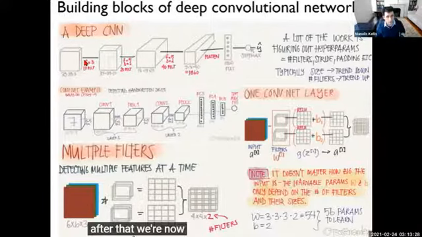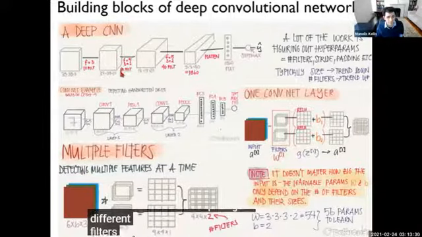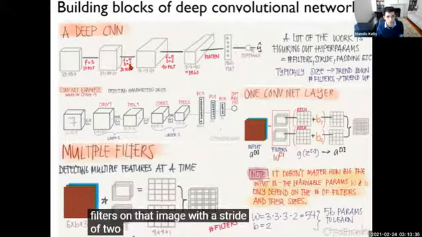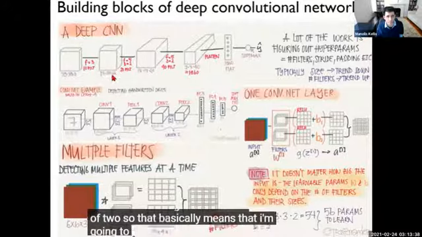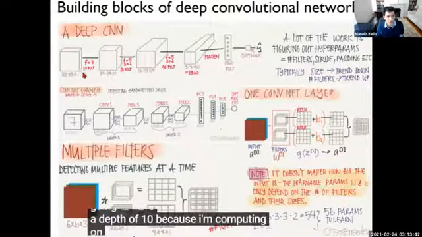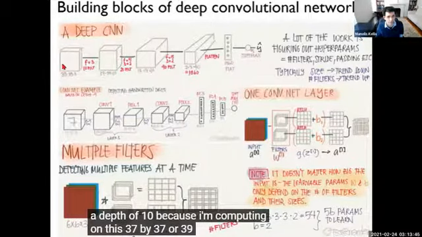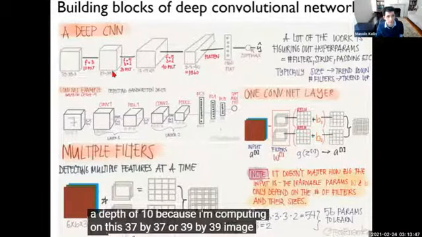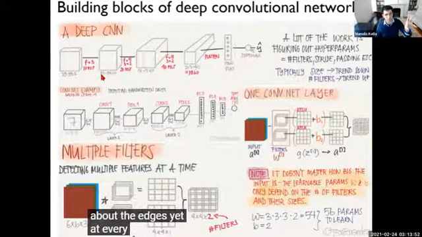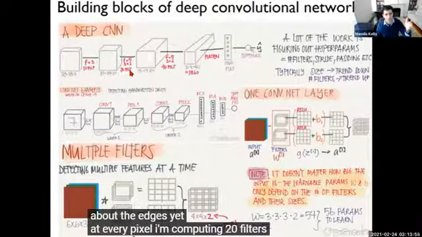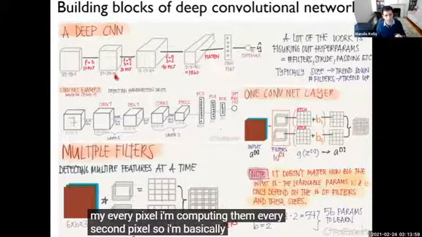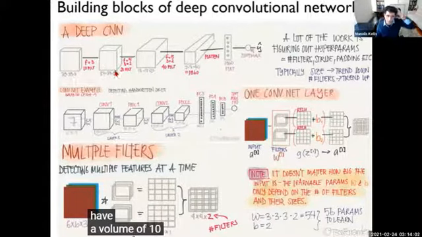After that, we're now computing 20 different filters on that image with a stride of 2. So that basically means that I'm going to have a depth of 10 because I'm computing on this 39 by 39 image at every pixel, and let's not worry about the edges yet. At every pixel, I'm computing 20 filters, but I'm not computing them at every pixel, I'm computing them every second pixel. So I'm basically going to have a volume of 10 after that.